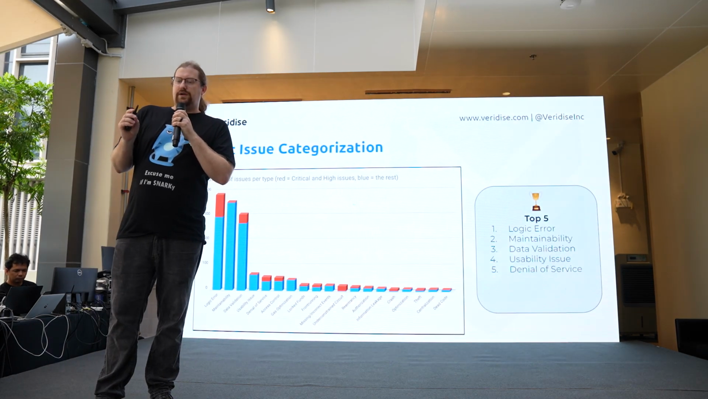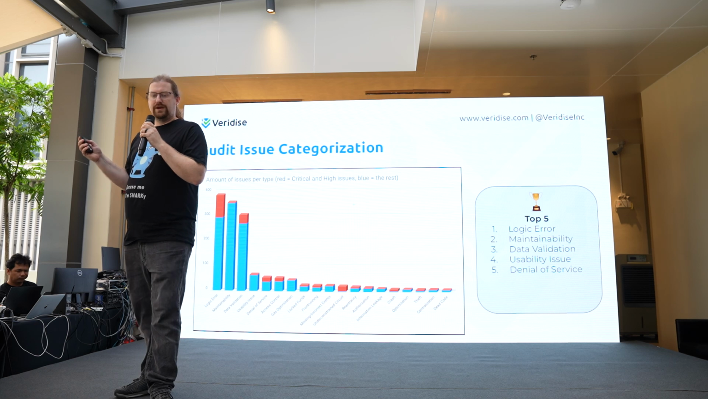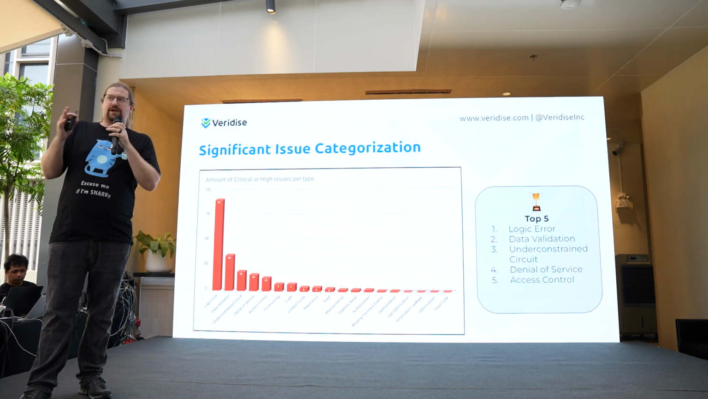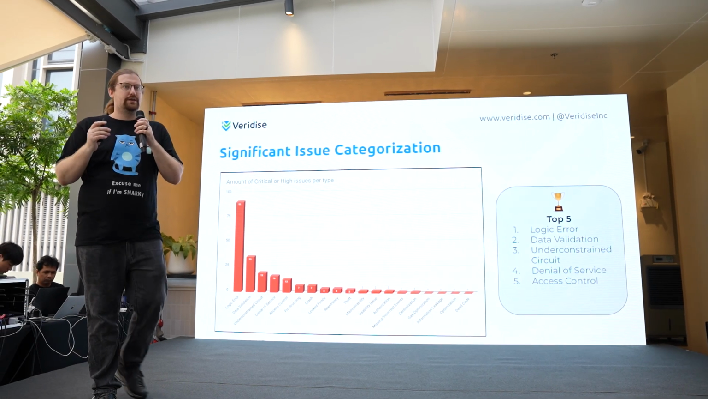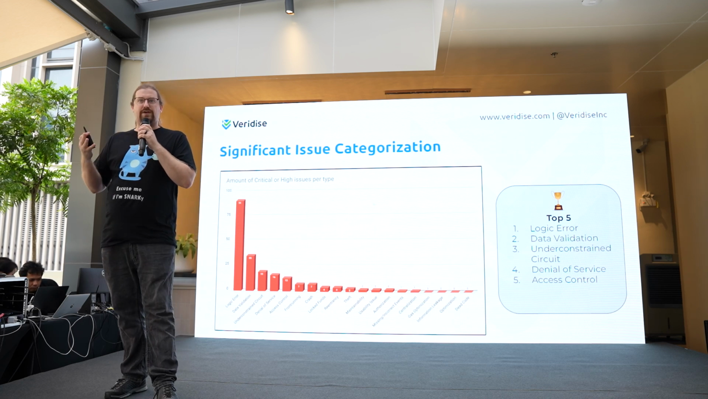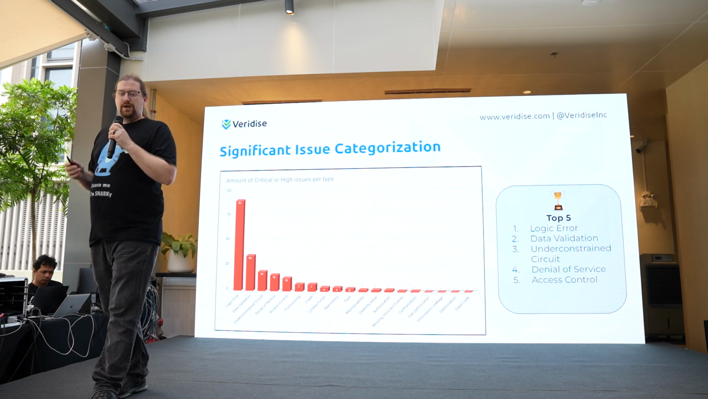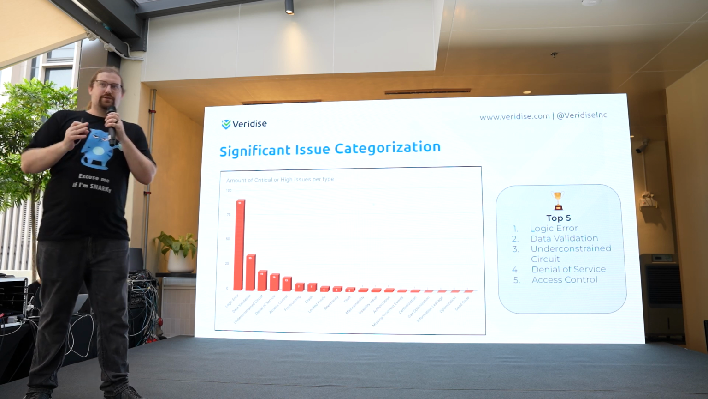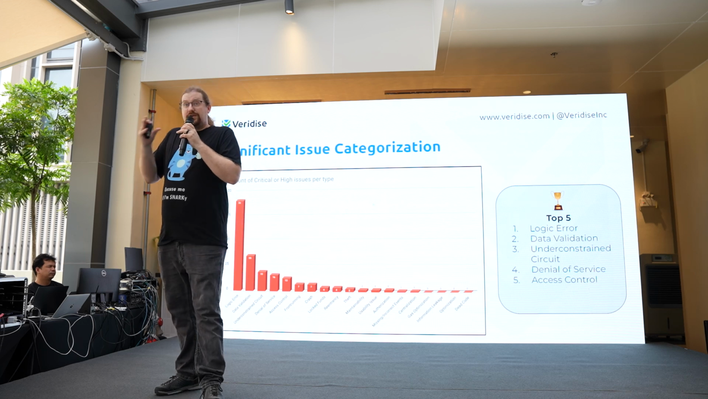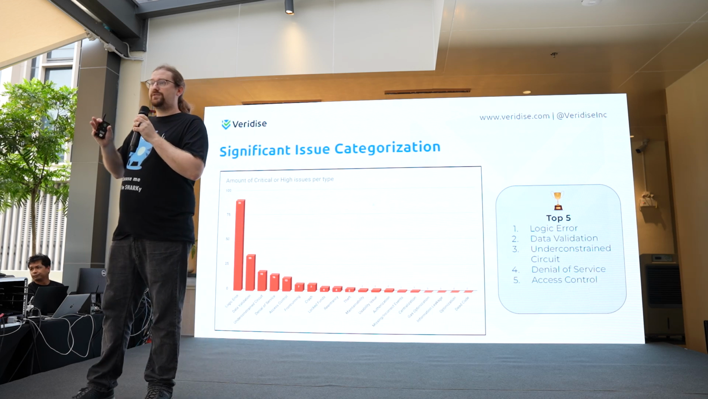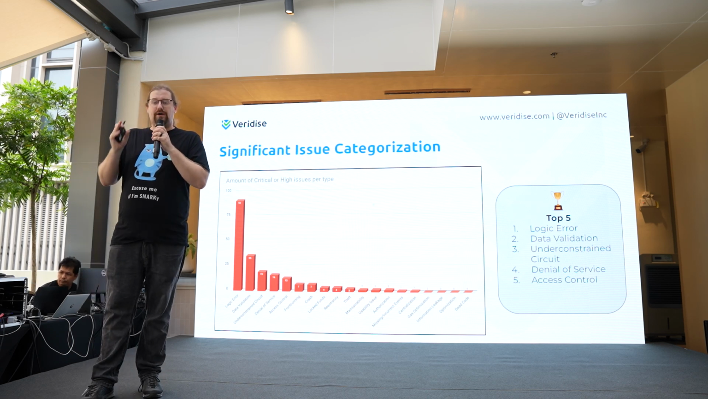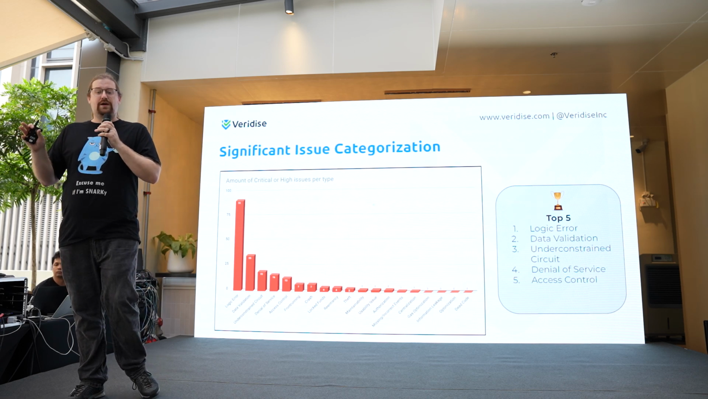But we can zero in on the most significant issues, which is what we'll do next. So these are the most significant issues that we find. They're the ones that we classify as either critical or high and so on. They typically have a significant impact on the protocol, and they would have a significant impact on users if they were to be exploited. So we can see here that logical errors are still the most significant source of significant issues. So again, the most significant source comes from the business logic of your protocol. And so it's very important for people to understand that business logic and make sure it's free of errors.